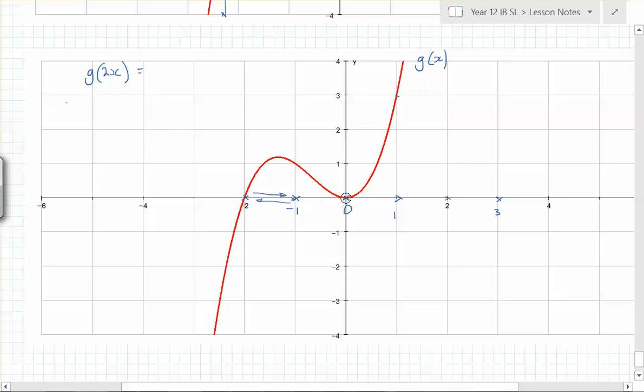So here's the thing though. We still have a stretch, but in this case in the x direction. But what is the stretch factor of this? 1 over 2. Right? 1 over 2. Now, why is that?